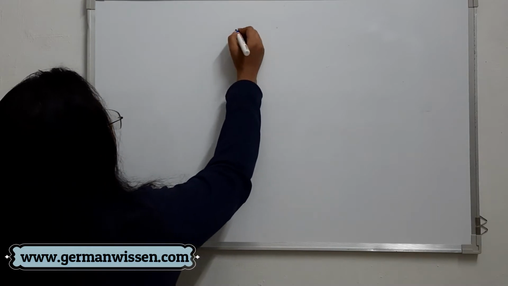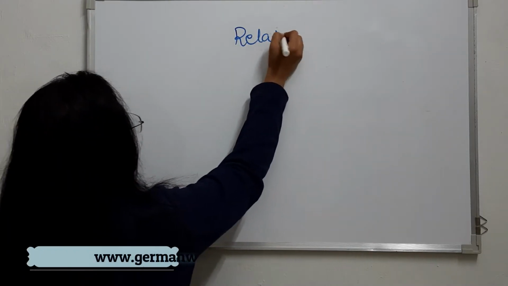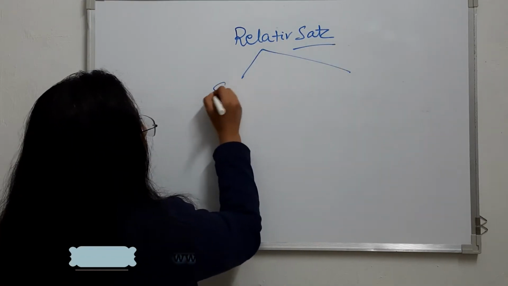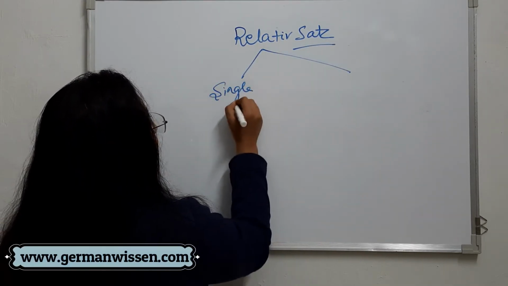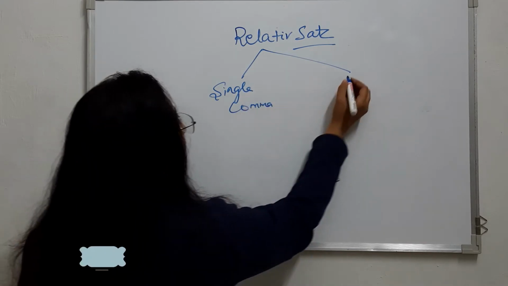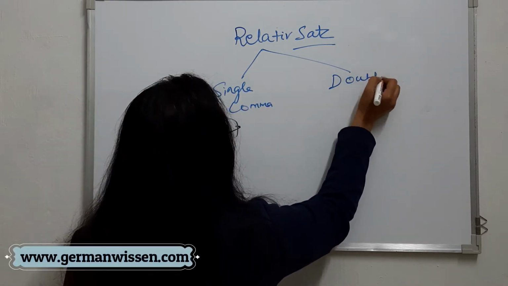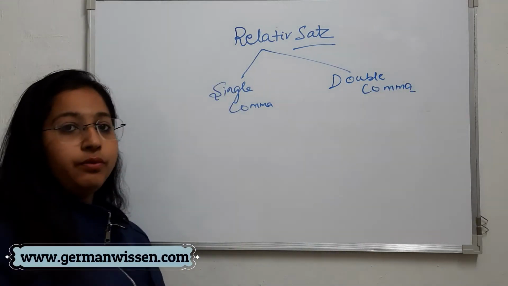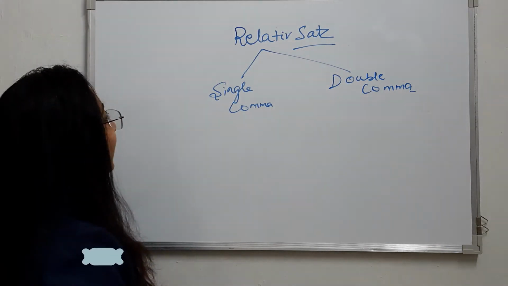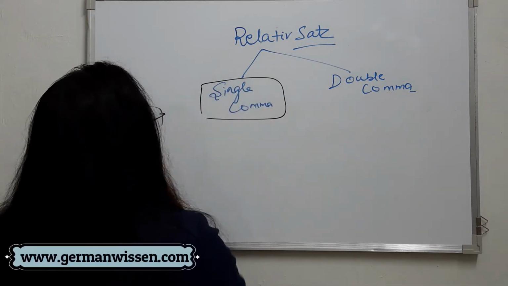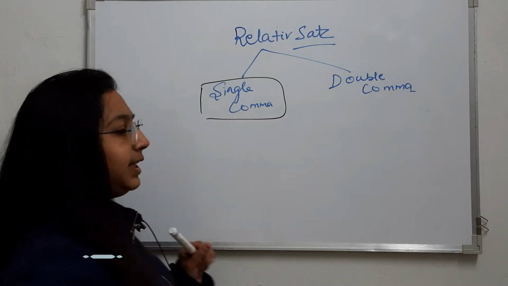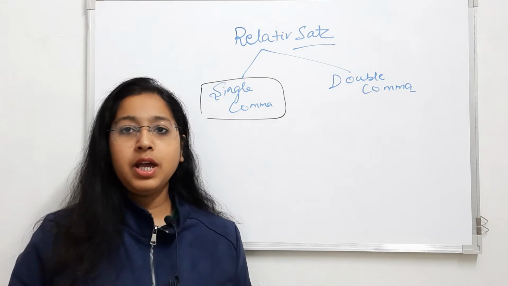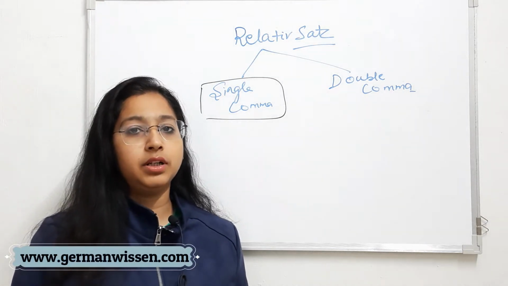I'm starting with the relative Sätze. For relative Sätze we have two different parts: single comma and the other one is double comma. About double comma we will discuss later in our next video. Right now we are going to start with the single comma. For the single comma, there is one very simple structure that I have made, and maybe that will be useful for you also. You can try doing it through that structure.